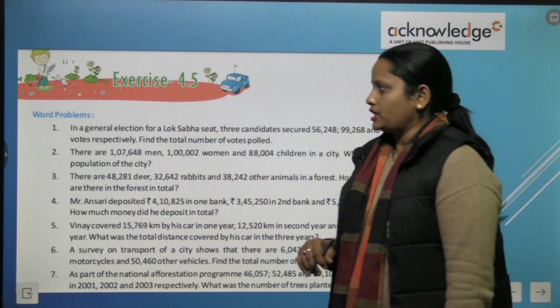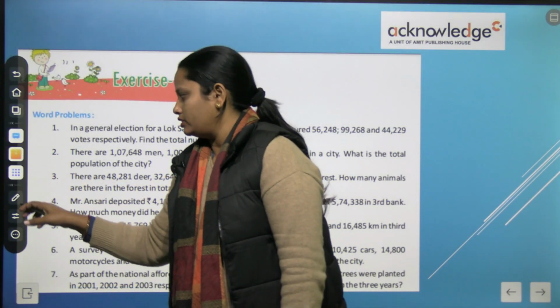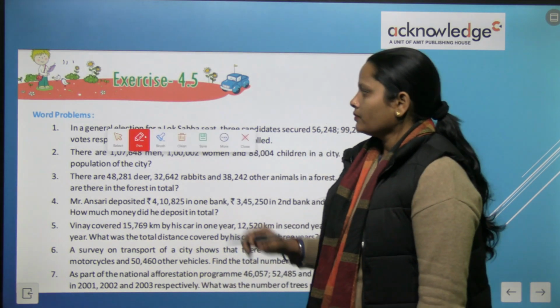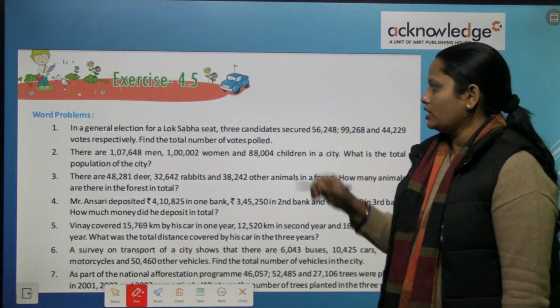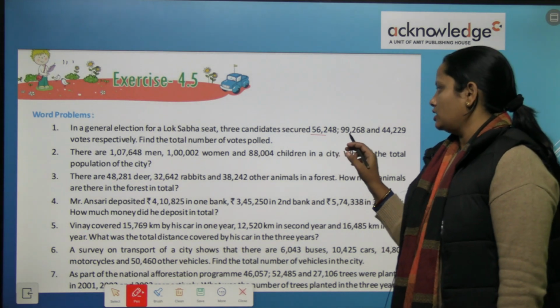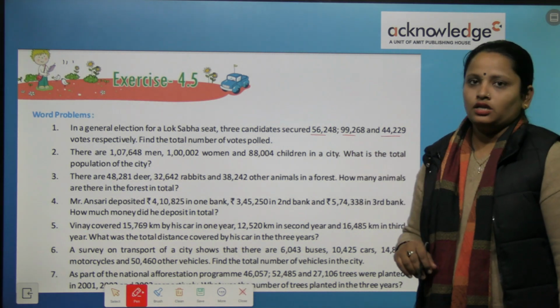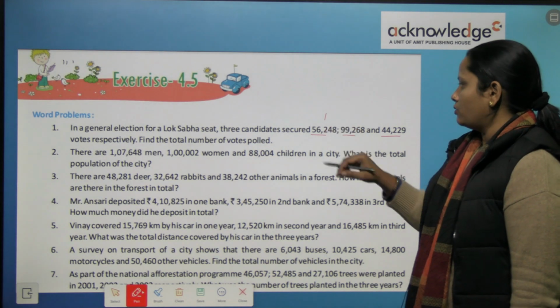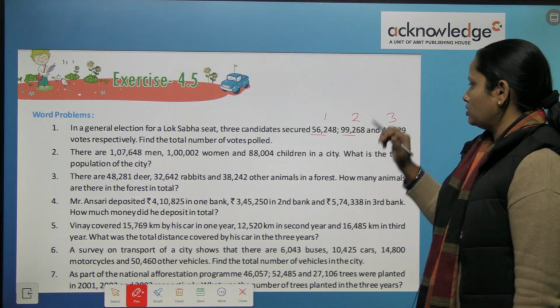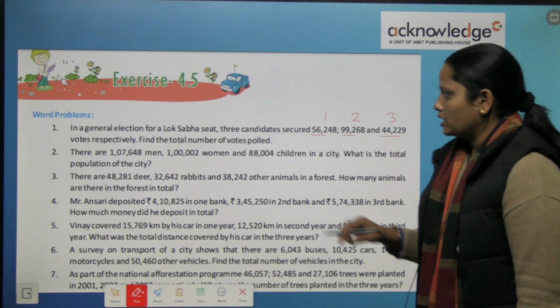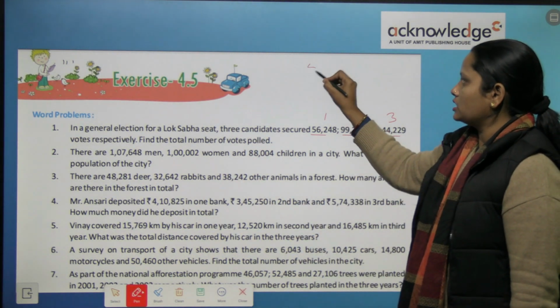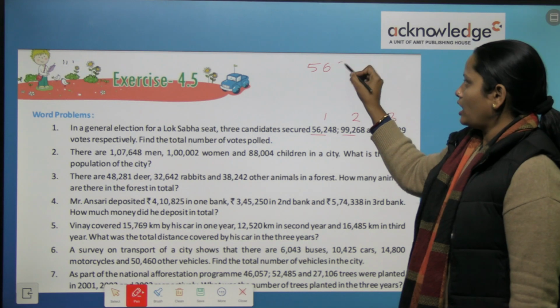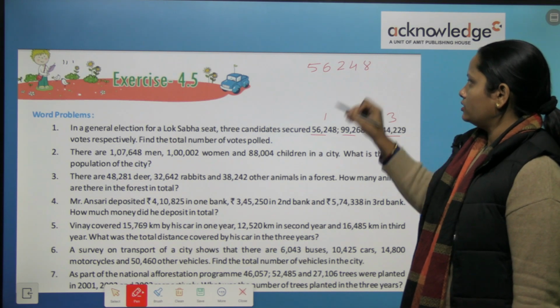Now let's do this exercise 4.5. Here all the word problems are given. In a general election of a Lok Sabha seat, 3 candidates secured these many and these many votes. So 3 candidates से candidate number 1, candidate number 2 and candidate number 3. उन तीनों को इतने इतने votes मिले. Find the total number of votes polled. Total कितने votes मिले हैं. So we have to add all these numbers.